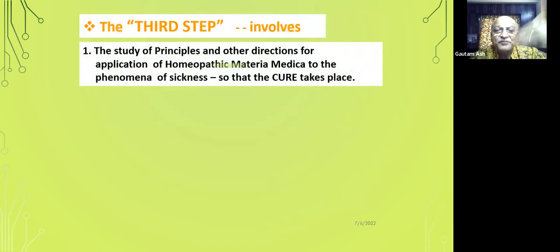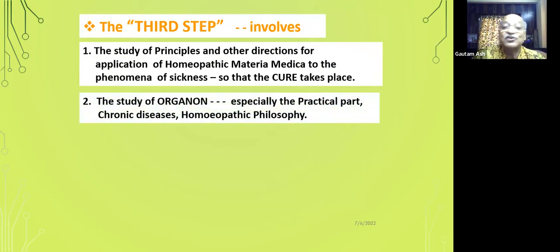Once we have passed the second stage, we go to the third stage: the study of principles and other directions for the application of homeopathic materia medica to the phenomena of sickness, so that cure takes place. This is the therapeutics. The study of the Organon, especially the practical part, chronic diseases, homeopathic philosophy. Without this, we cannot go for that.